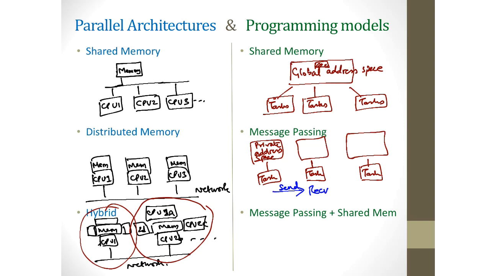So as you can see, if you look at the left-hand side and the right-hand side, it's quite obvious that the shared memory programming model is suited to the shared memory architecture, and the message passing model is suited to the distributed memory architecture. Because the send and receives happen over the network, and here all of them have access to local memory, all of them can use that as the global address space. But that's not necessarily true.